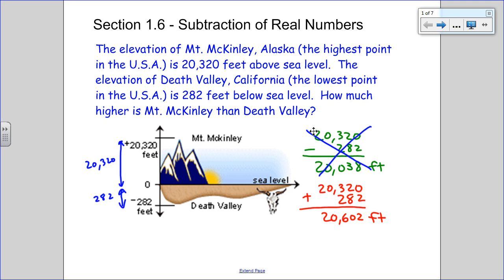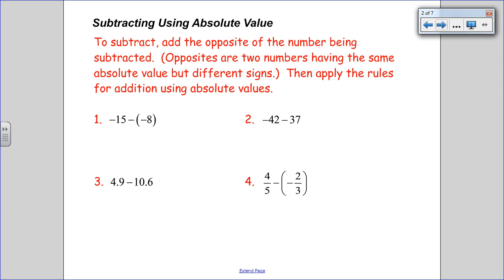How can we deal with this and develop some rules for what to do when subtracting positive and negative numbers? Well, there's a simple rule that we can use to subtract any positive and negative numbers. We simply add the opposite of the number being subtracted. Remember that opposites are two numbers that have the same absolute value but different signs. For example, numbers like negative 5 and positive 5 are opposites. Numbers like 18 and negative 18 are opposites.